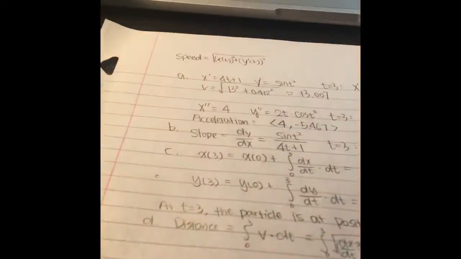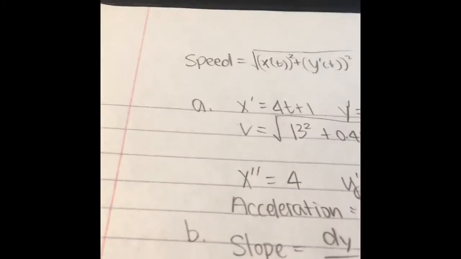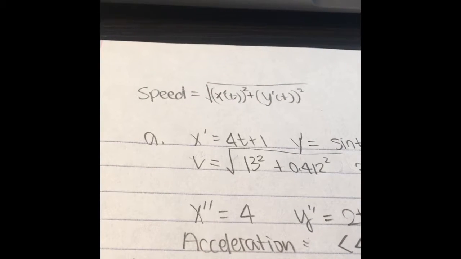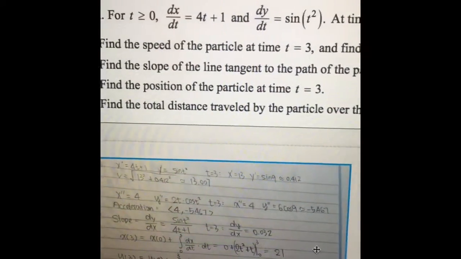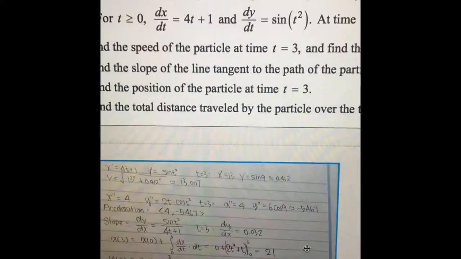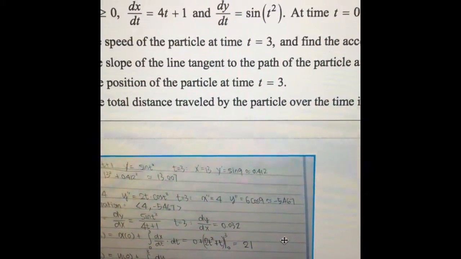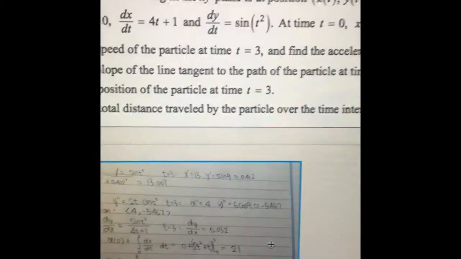To find the speed of that particle, we need to know this formula right here. Speed equals the square root of x prime of t squared plus y prime of t squared. And in the problem, we know dx/dt equals 4t plus 1 and dy/dt equals sine t squared. So that is technically our x prime and y prime.